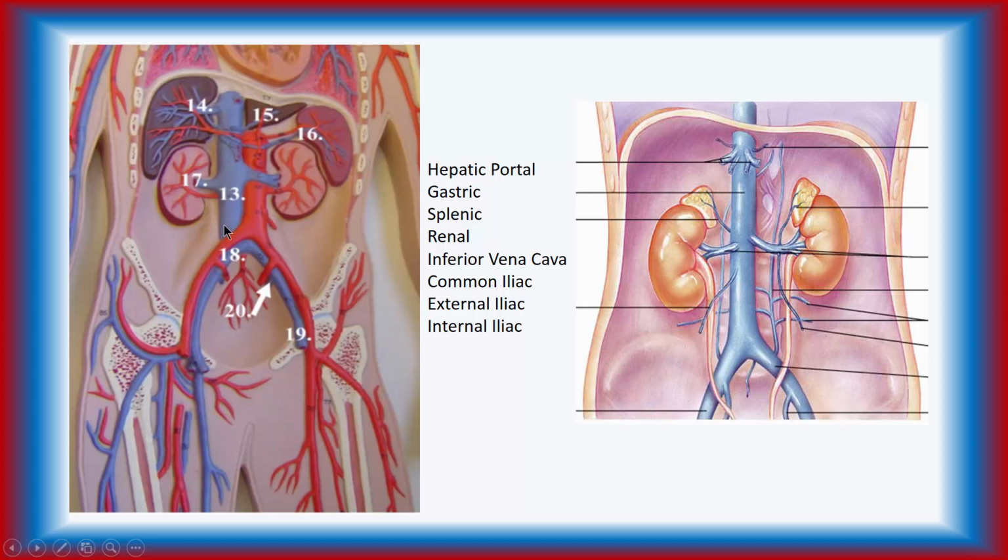And then we said 13, this whole large structure is your inferior vena cava. Then of course you have the branch at the common iliac, and then remember you had the common iliac artery, the external iliac, and the internal iliac artery. Well, now you have the common iliac vein, you have the internal iliac and the external iliac vein.